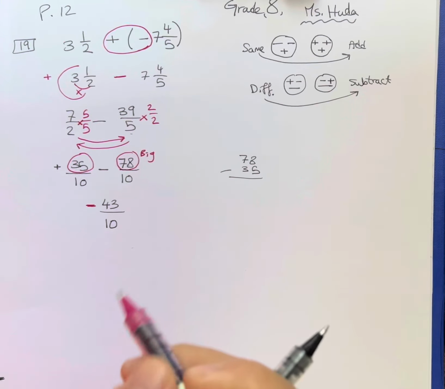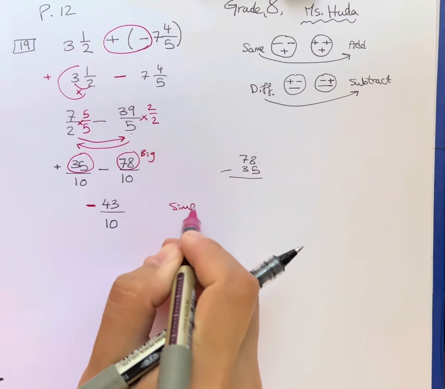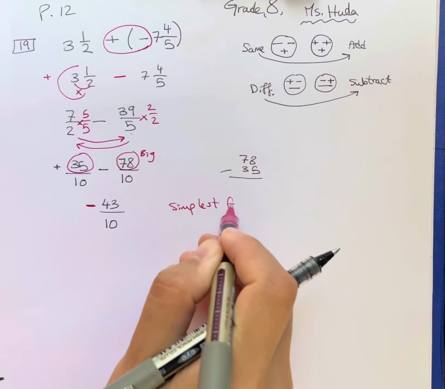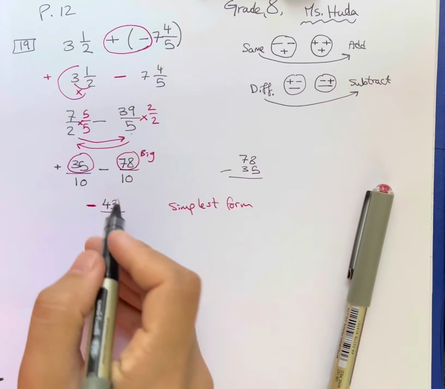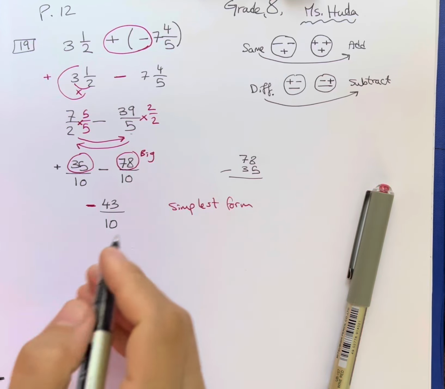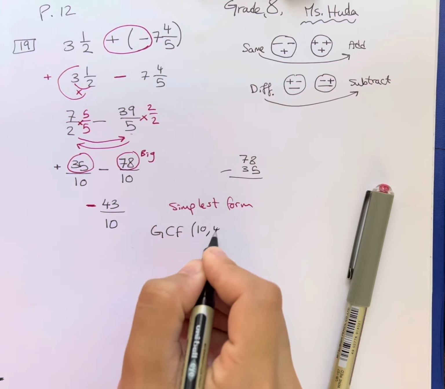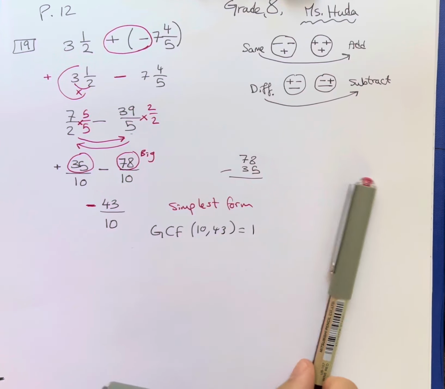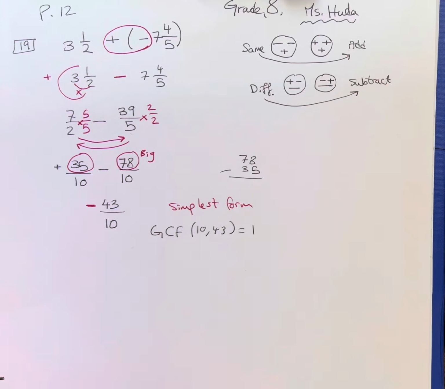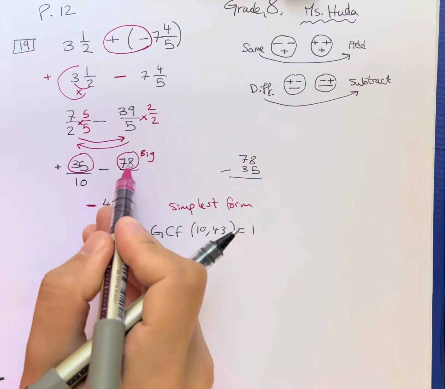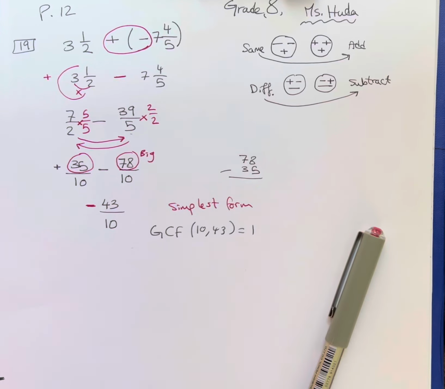Now I check my answer. Is it in simplest form? Yes. How did I know this? Because I can no longer divide, okay? The GCF between 43 and 10 is only 1. And be careful, my answer is a negative number. Why is that? Because 78 is greater than 35. Okay, students?